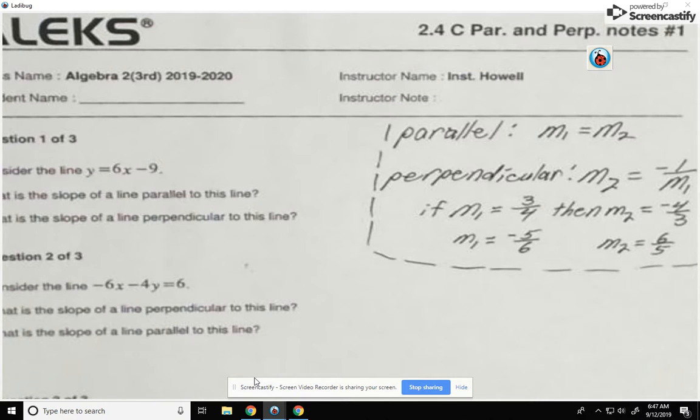What that basically means is that whatever your slope is, you need to take that fraction, flip it, and change the sign. So for example, if your one slope is 3/4, your other slope would be -4/3. If your slope is -5/6, your other slope would be 6/5.